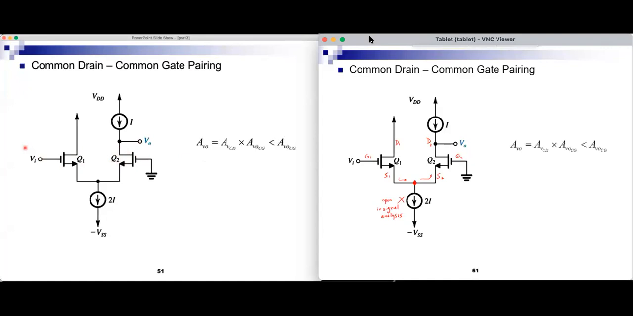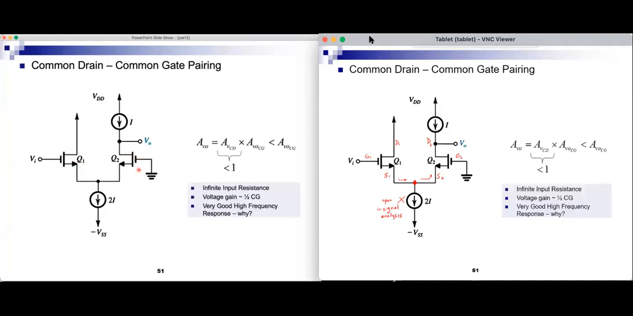What about voltage gain? I have the voltage gain of the common drain multiplied by the voltage gain of the common gate. The voltage gain of this common drain is always less than 1. And the voltage gain of this is decent. It can be large. So overall, I get a gain which is less than the gain of the common gate alone. But also, I get very good high frequency response. The bandwidth is better than common source.